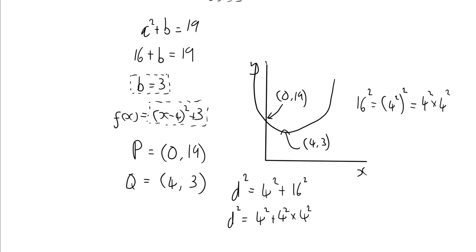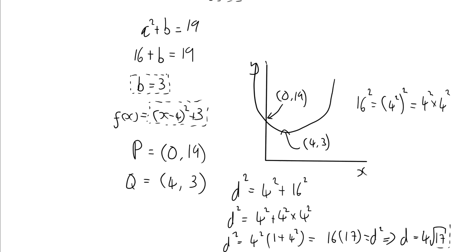We can factor out 4² here. So d² is equal to 4² times (1 + 4²), which is equal to 16 × 17. And remember, this is equal to d². So in order to work out d, we need to take the square root of this. The square root of 16 is 4, and the square root of 17 doesn't do anything, it's just the square root of 17. And that's our final answer.